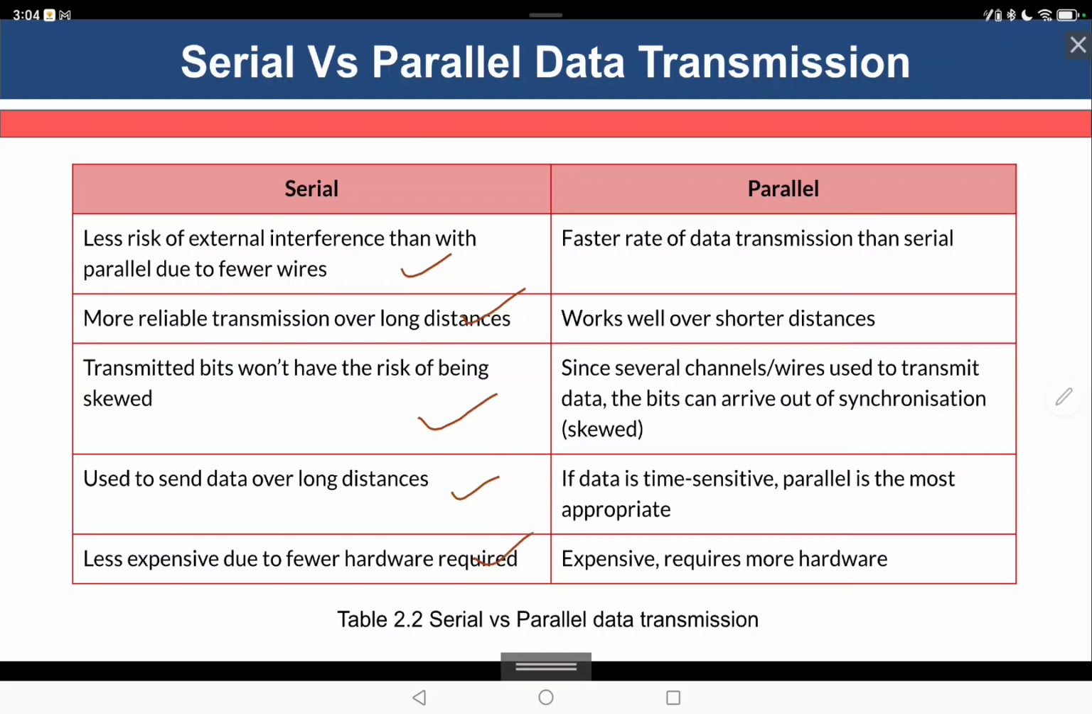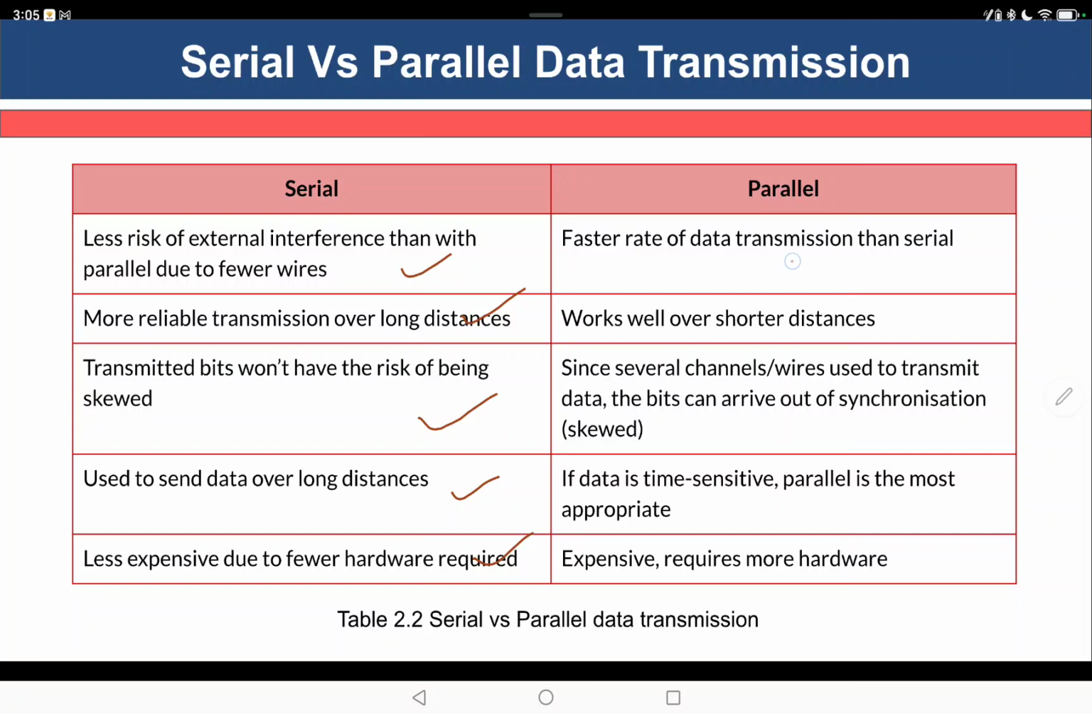Less expensive due to fewer hardware required. So since it uses only one channel, only one wire, it needs less physical infrastructure and it's cheaper to implement. Now let's look at parallel.